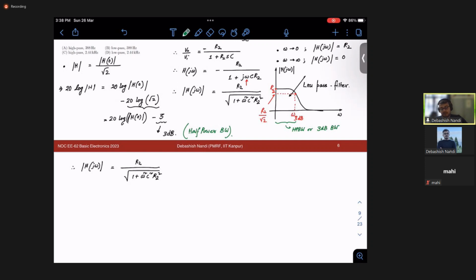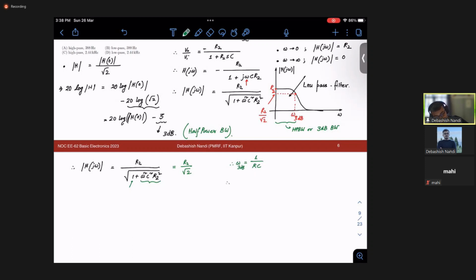So now if this is to be equal to R2 by root 2, right? Then this quantity should be 1. Can you see that? Because this is plus 1 and divided by root 2 means this quantity has to be 1. That means your omega should be nothing but 1 over R2C, right? Omega 3 dB is nothing but 1 over R2C.